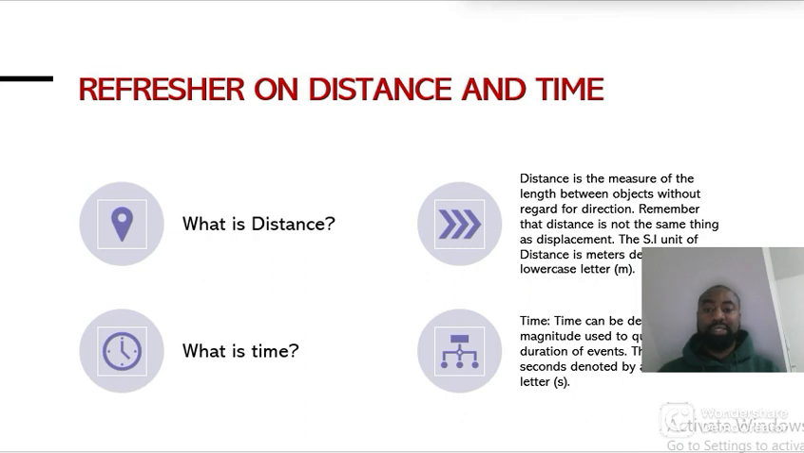But before we proceed, we have to have a refresher on distance and time. What is distance? Distance is the measure of the length between objects without regard for direction. Remember that distance is not the same as displacement, as displacement has to do with the direction. The SI unit of distance is meters, denoted by a lowercase m.